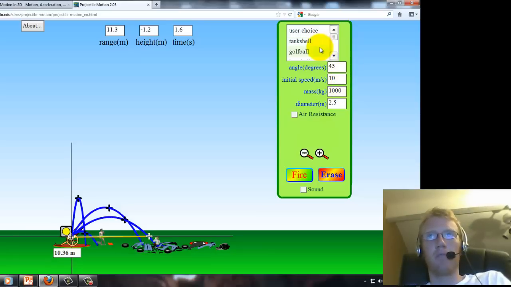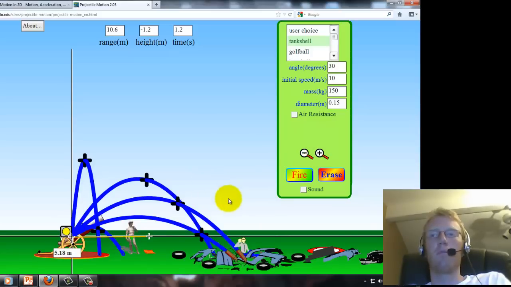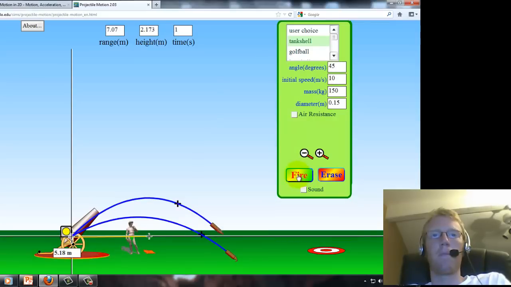Okay, let's go back to something simple. Tank shell. So we're looking at this path. What if we decrease the angle to, say, 30 degrees? Let me zoom in here. Maybe that's better? You can see a little more of what's going on. So when we shot it at 30 degrees, it was a lower angle. Let me clear and just do 30 degrees. There's 30. Let me do 45. And let me do 60.